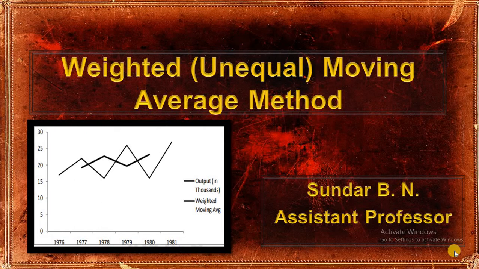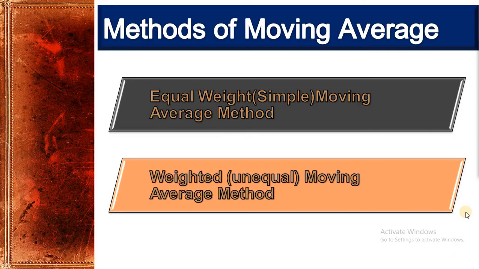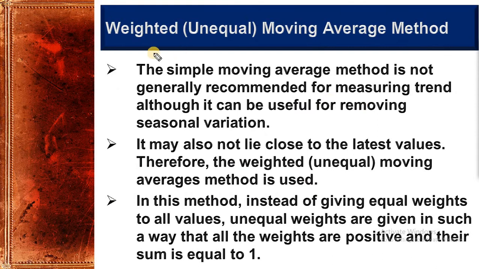In this video let us differentiate between the weighted moving average method and the simple moving average method. So let us understand what the weighted moving average method is. First of all, we know that we have two types of moving average method. One is equal weight, which is also known as the simple moving average method. The other is weighted, which means unequal moving average method, which I am going to explain in this video.